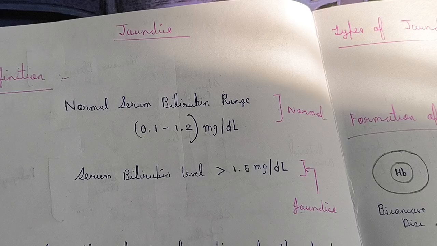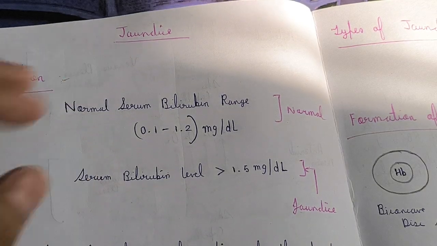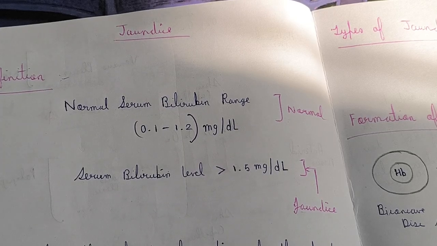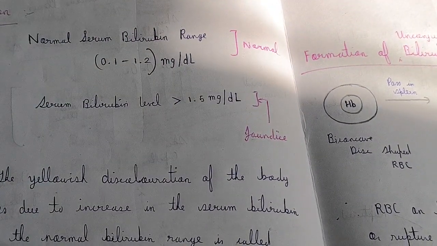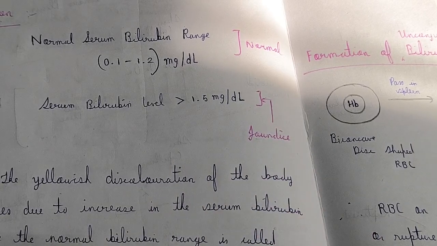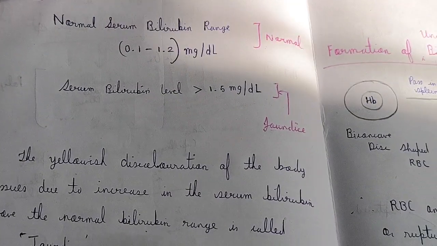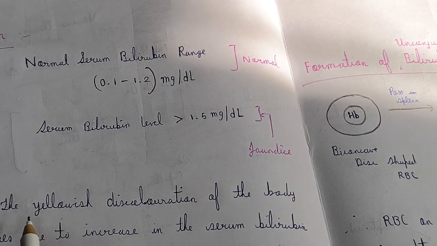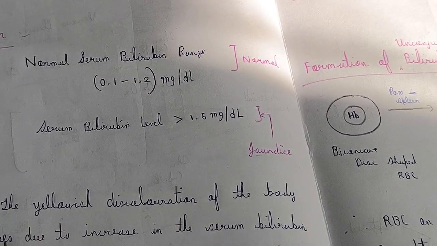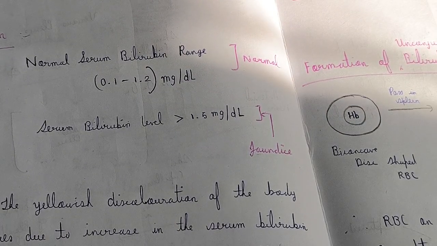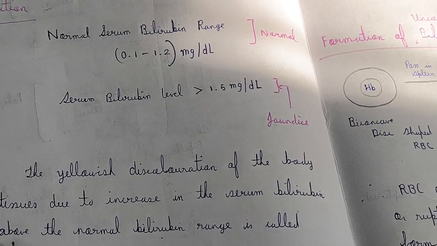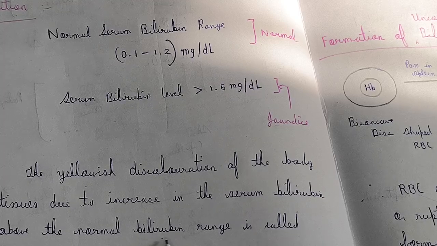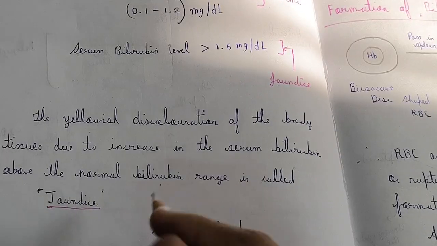Therefore, I think you are able to get a definition by looking at these terms. It is simply an increase in the serum bilirubin level above the normal bilirubin range, and this leads to yellowish discoloration of the body tissues. The yellowish discoloration of the body tissues due to an increase in the serum bilirubin level above the normal bilirubin range is known as jaundice.